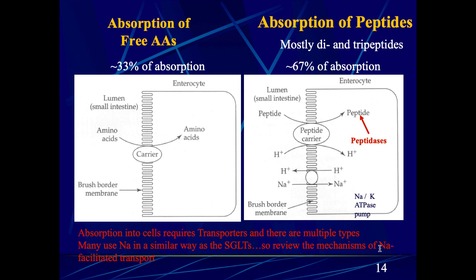So we absorb free amino acids, and di and tripeptides. Absorption into cells requires transporters of multiple types. We won't get into all of them. We can spend weeks on all the different transporters. Some of them use sodium the same way as the SGLT1. Remember that? Sodium binds, increases affinity for substrate. So some of the transport is sodium gradient dependent. So it does require energy. So review the mechanisms of that.